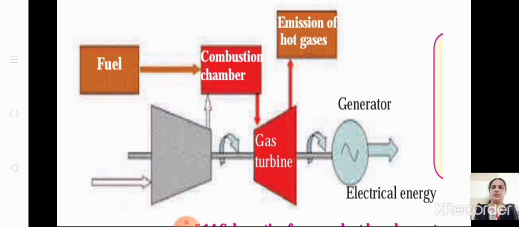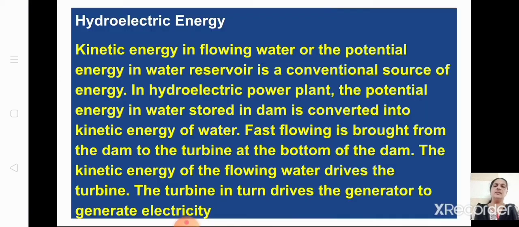That is connected to a generator, and then electricity is produced. These 3 were not green energy because they had some drawbacks. We learnt about the disadvantages. You can see in the previous video. So go through the textbook to learn all the disadvantages of these 3 power plants.